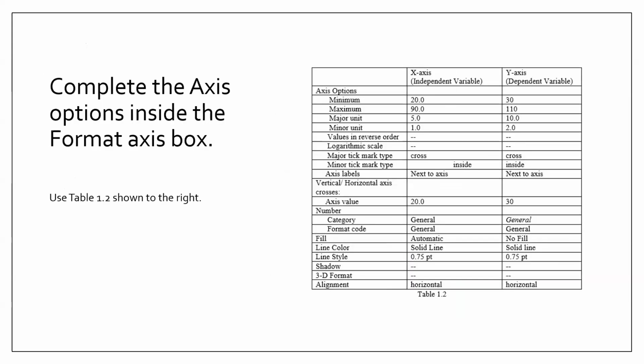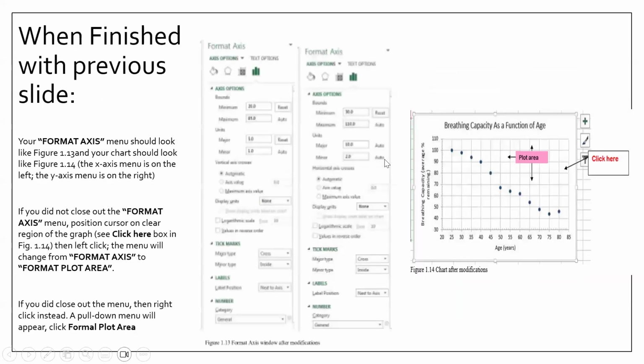Complete the axis options using the format axis box. It's right here. Different types when formatting the axis, so minimum, maximum, major unit, formatting it. When finished with the previous slide, your format axis menu should look like figure 1.13. It's right here. And your chart should look like figure 1.14 on the right here, breathing capacity.